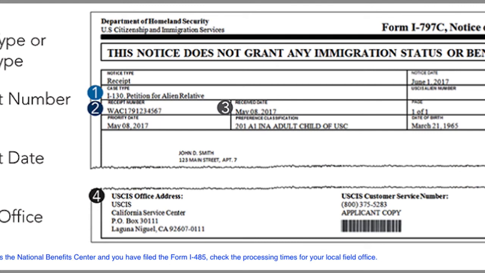If you look down here at what we wrote, if a field office is the National Benefit Center and you have filed the Form I-485, you can check the processing times for your local field office. So in our next video, we will explain how to check processing times, and you'll need this information on your receipt notice to check your processing times.